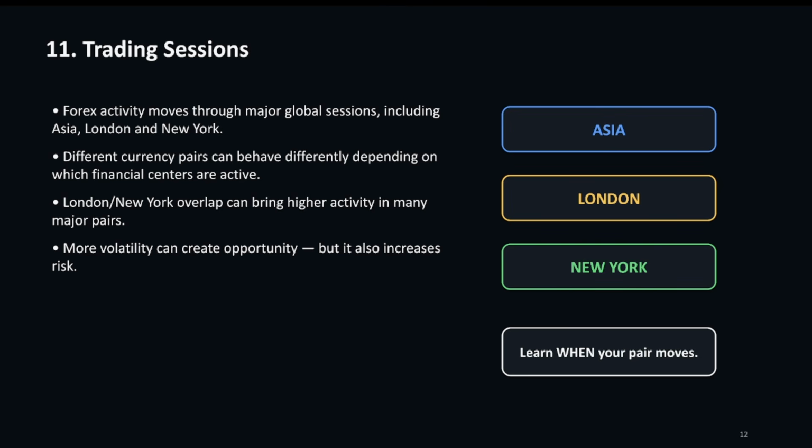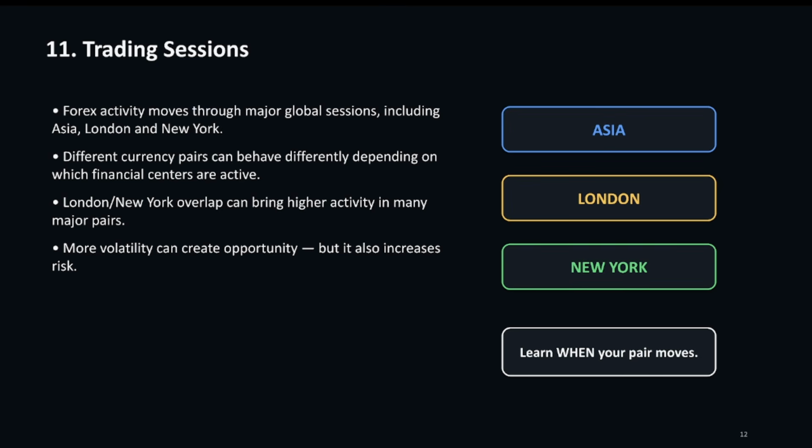So London session, as of right now, before daylight saving and things of that nature, starts at 3 a.m. Eastern Standard Time over here in the States. And then New York session starts at 9 a.m. Eastern Standard Time over here in the States. So between 9 a.m. and 12 p.m. Eastern Standard Time, there is a London and New York session overlap.